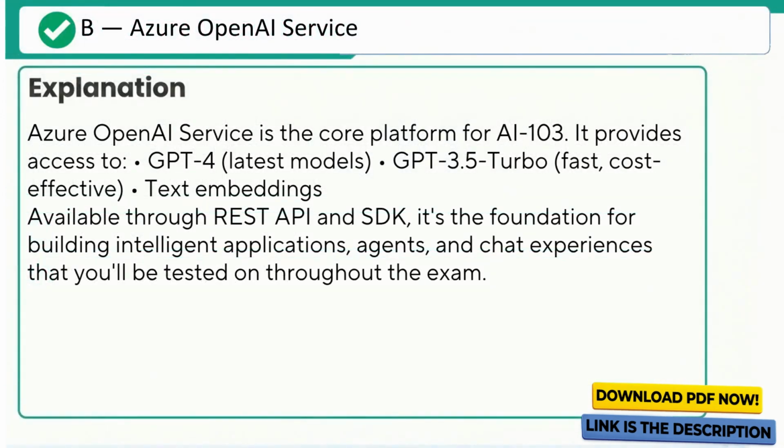Azure OpenAI Service. Explanation: Azure OpenAI Service is the core platform for AI-103. It provides access to GPT-4, latest models; GPT-3.5-Turbo, fast, cost-effective; and text embeddings, available through REST API and SDK. It's the foundation for building intelligent applications, agents, and chat experiences that you'll be tested on throughout the exam.